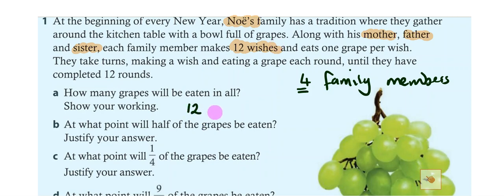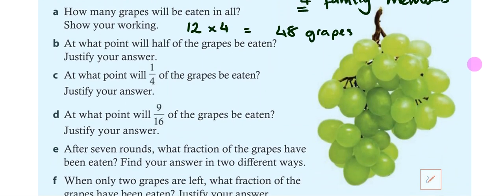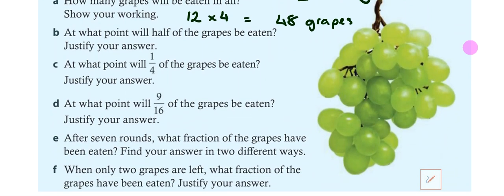12 grapes times 4 people is 48 grapes. Okay? So we've got that. Now, that is a very important number because that is the basis of all the other questions. All right? So at what point will half the grapes be eaten? Well, half the grapes is 24 out of the 48 grapes.